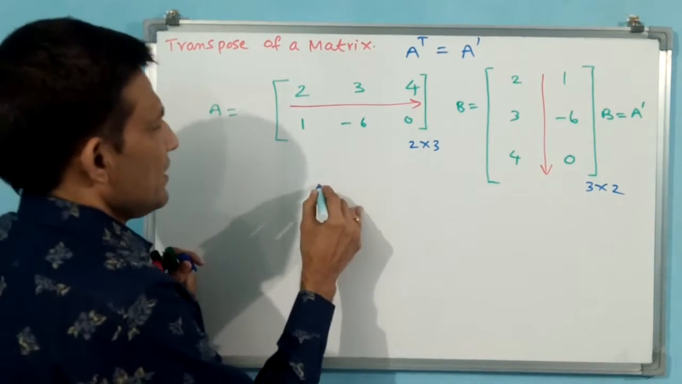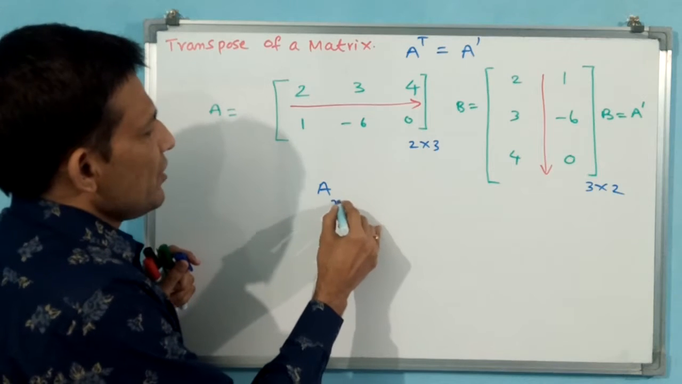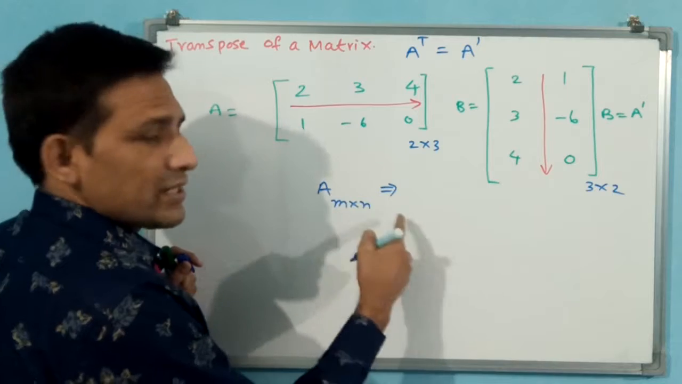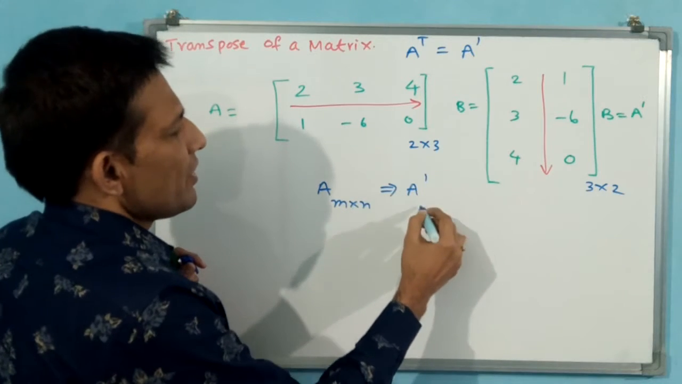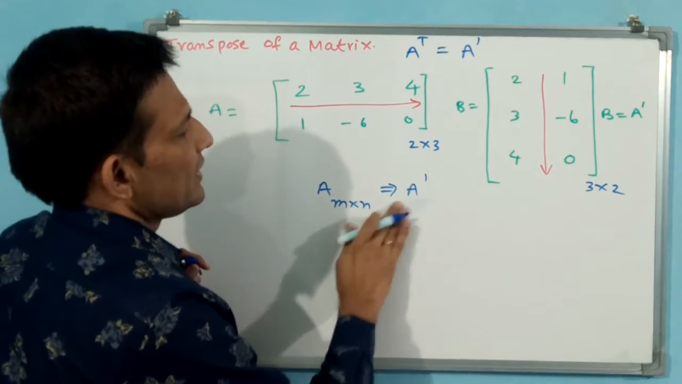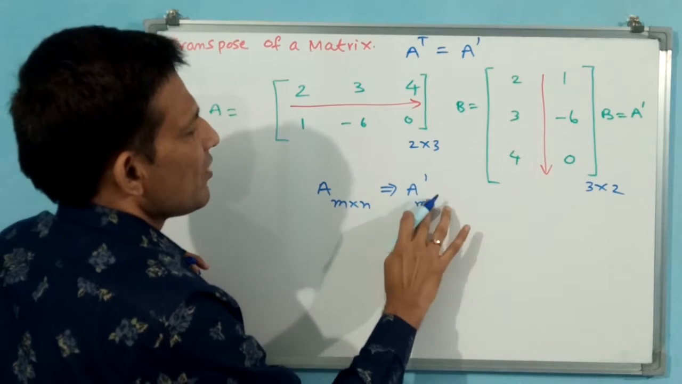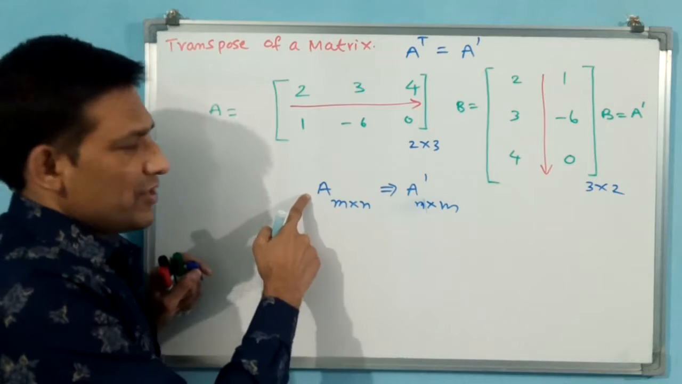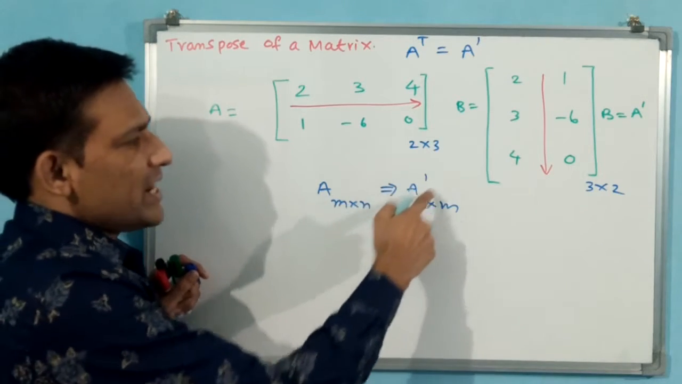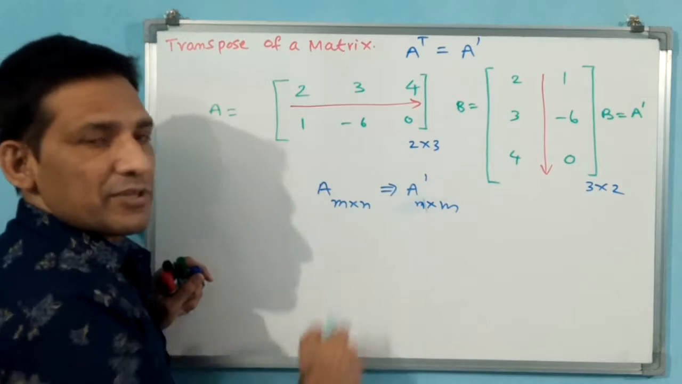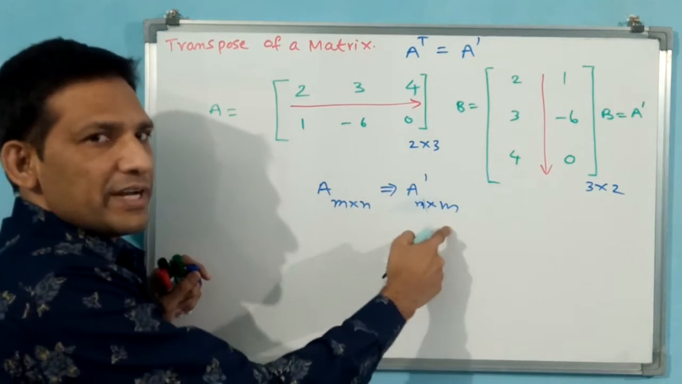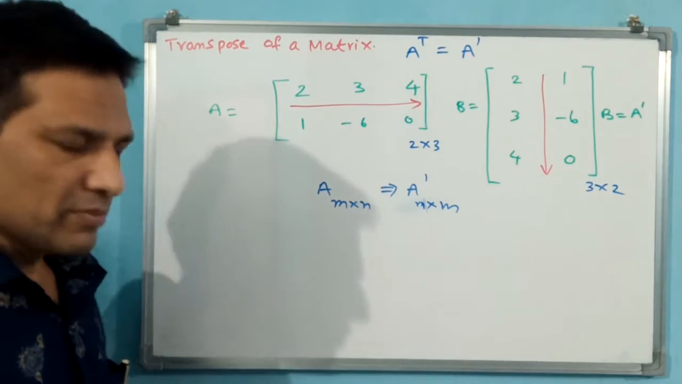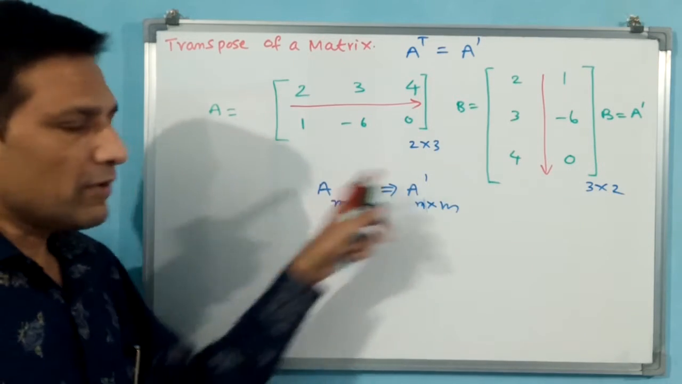Conceptually, for A of order m into n, the transpose A dash, sorry, not complement, transpose, is of order n into m. For A it is m into n, and for the transpose it is going to become n into m. Now, this is for the matrix.